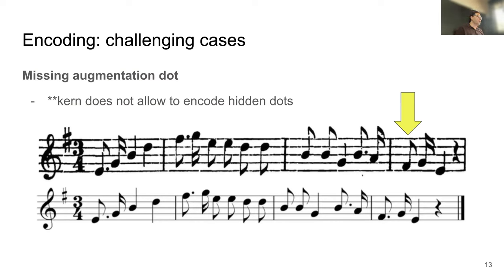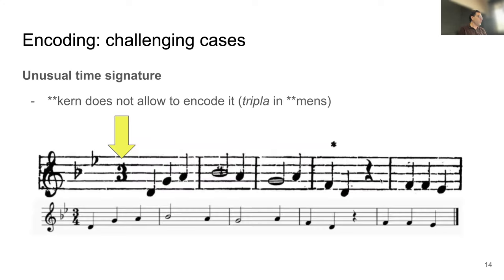For example, a typical case in which one thing is the visual content and the other one is the symbolic content. In this case, there is a missing augmentation dot here, so we had to encode it. The problem is that Kern does not allow encoding hidden dots. It's able to encode hidden accidentals, but not hidden dots. So we had to encode explicitly this dot. Or in this case, we found a three, which means a 3-4 time signature. We could encode in MEI using the tripla, but it does not make sense to do it in Kern. So we encoded 3-4 in this case.